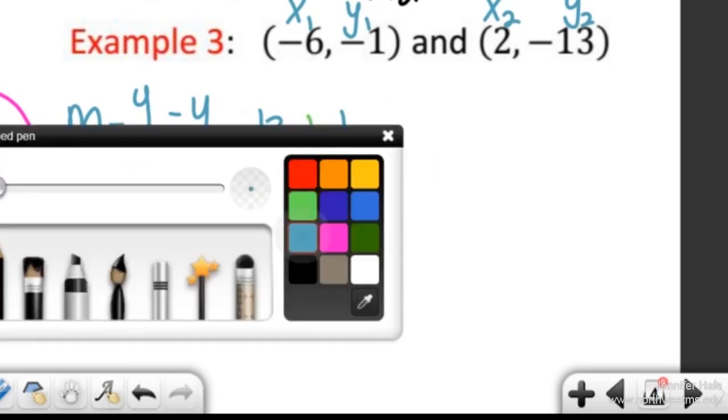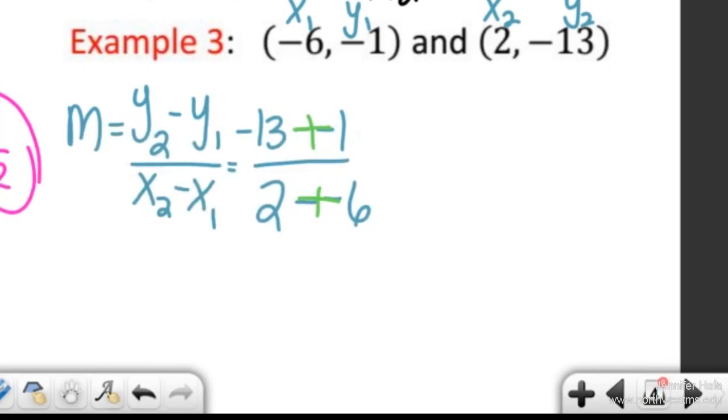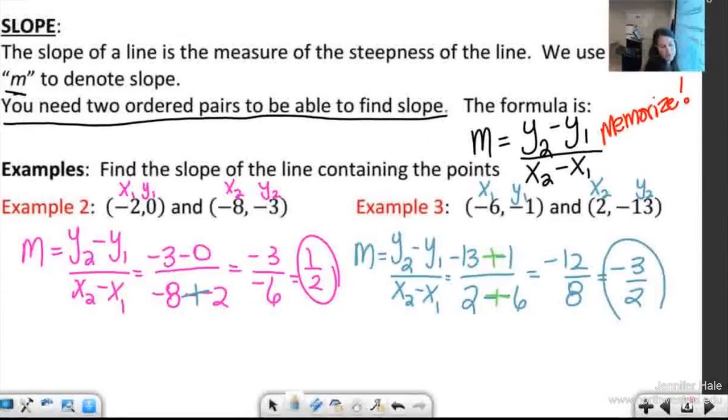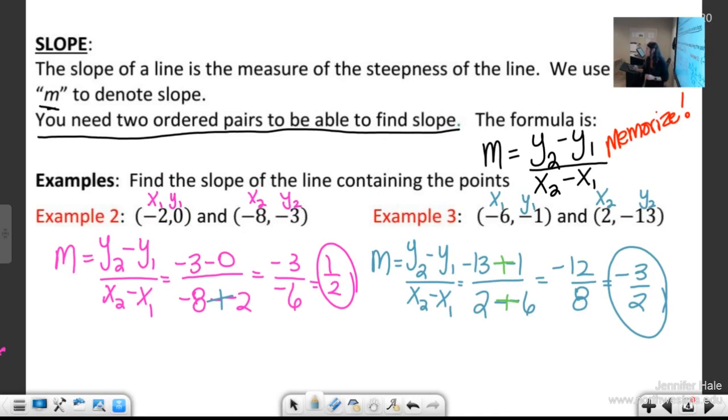All right, so on the top, what's -13 plus 1? Negative 12. And on the bottom, what's 2 plus 6? 8. Always reduce it. Make sure you fix if they're both negative, but there's only one negative, so it stays negative, and reduce it by 4, so you get 3/2. Okay. So any questions on finding that slope? Again, have your formula memorized. You'll need it next semester too.